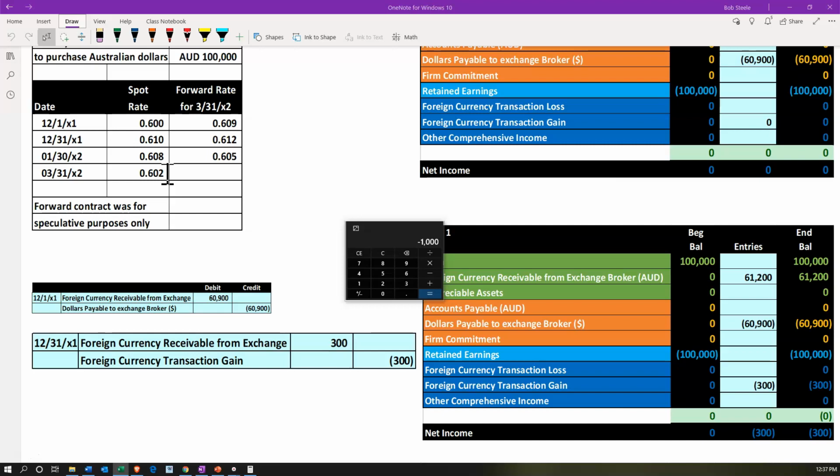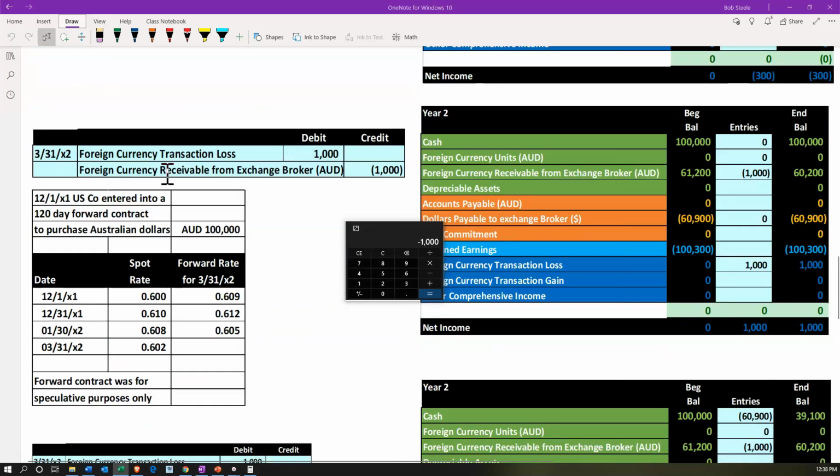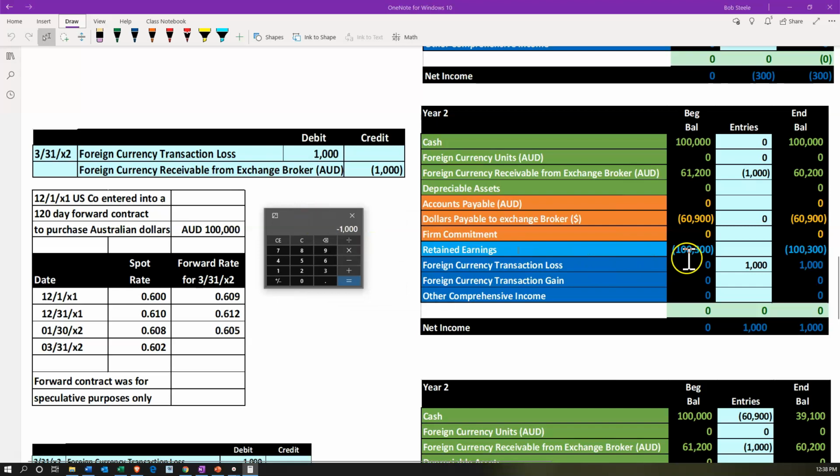We're getting paid in something that has less purchasing power than it did before. That's not good, right? So we're getting paid something that's less valuable. So that's going to be a loss. So now we're going to debit the foreign currency transaction loss, the 100,000. We're going to credit the foreign currency receivable from the exchange broker for the 100,000. So we've got the loss now on the books.